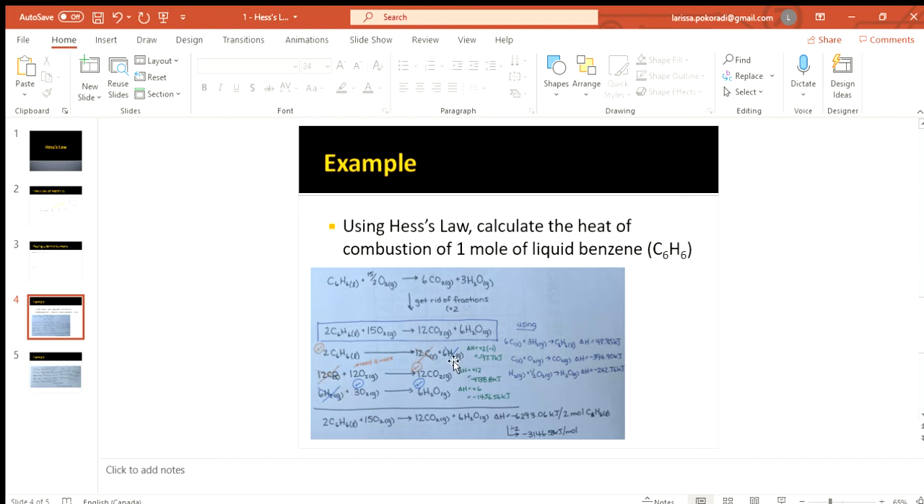We have 6 hydrogens. We can't cross those out yet because we didn't add anything else on the opposite side. We have 12 oxygens. We're trying to get 15, so we need 3 more. I made a little note. And we have the 12 carbon dioxides we were looking for. Cool. So we need 3 more oxygens. We need 6 waters. And we need to get rid of those hydrogens still.